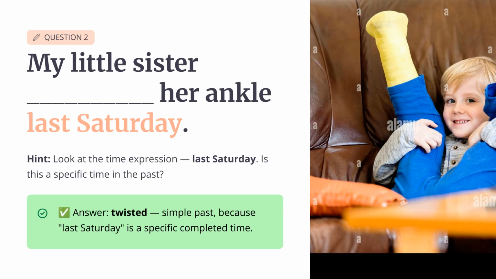Look at question 2. The sentence states, my little sister blank her ankle last Saturday. Look at the time expression, last Saturday. Is this a specific completed time in the past? Yes, so the answer is twisted. We use the simple past because last Saturday is a specific completed time. The full sentence is, my little sister twisted her ankle last Saturday.